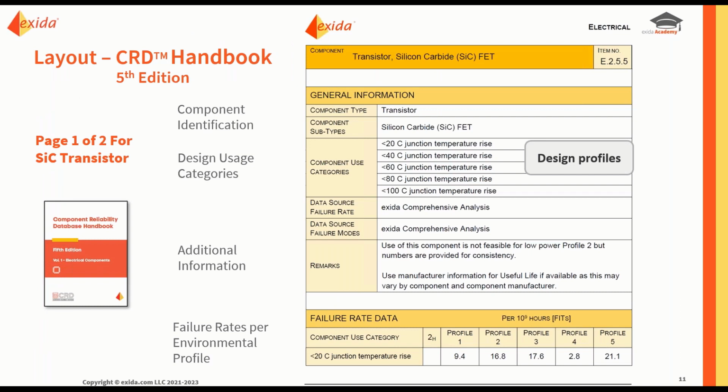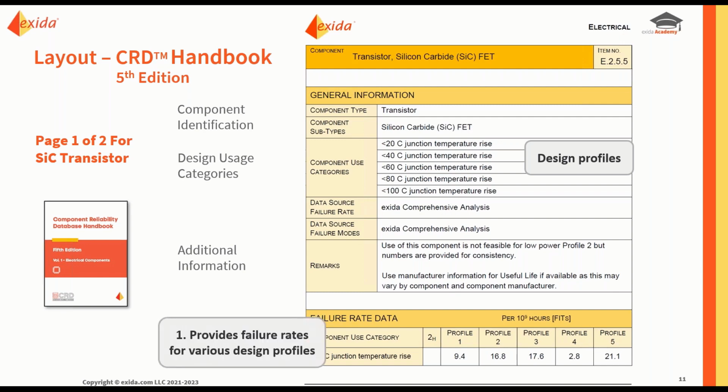So if we look at a basic layout for a database and where the information is, up here we have our design profiles. We're looking at an example here of a silicon carbide transistor, FET, and these are the various design profiles from 20 degrees junction temperature up to 100 degrees. What your database then needs to incorporate is that it provides the failure rates for these design profiles and also the failure rates for the various operating environments that this particular component may be in. And this is a key element to look for in your database.